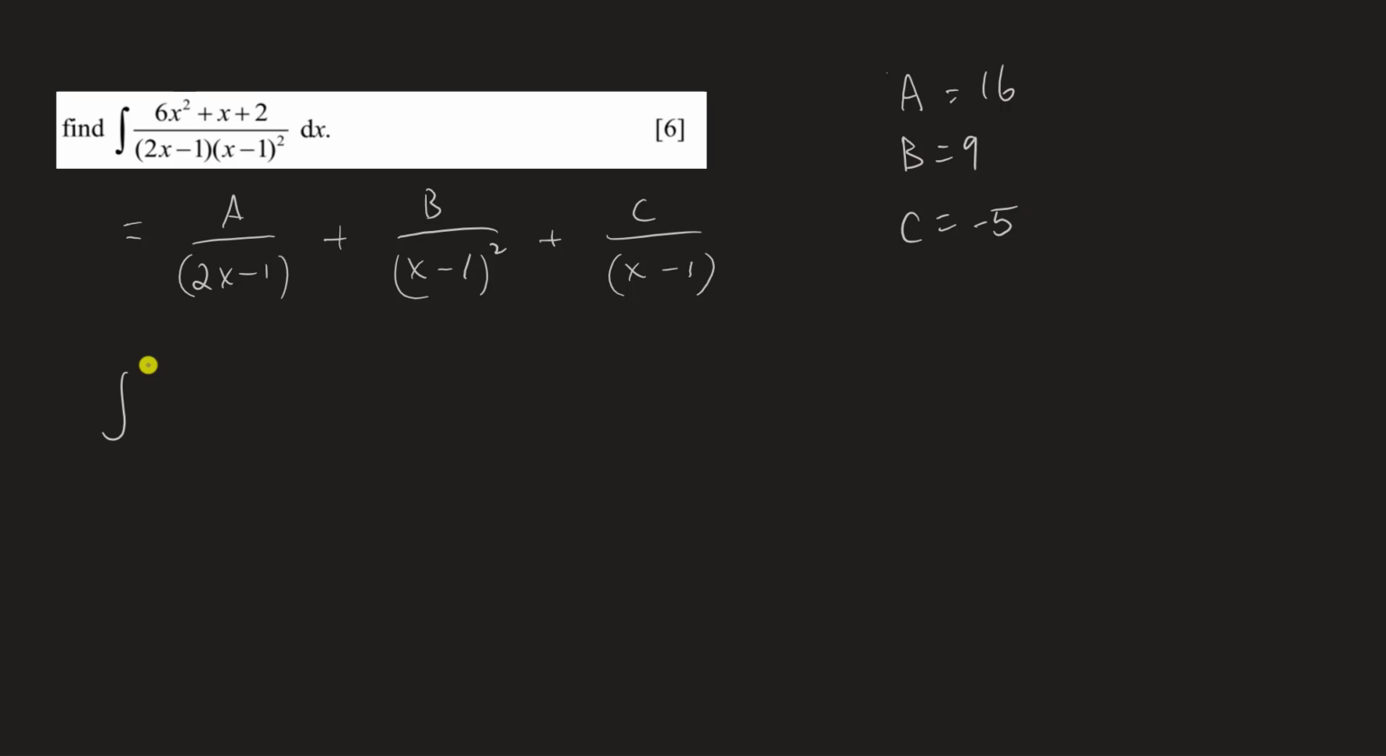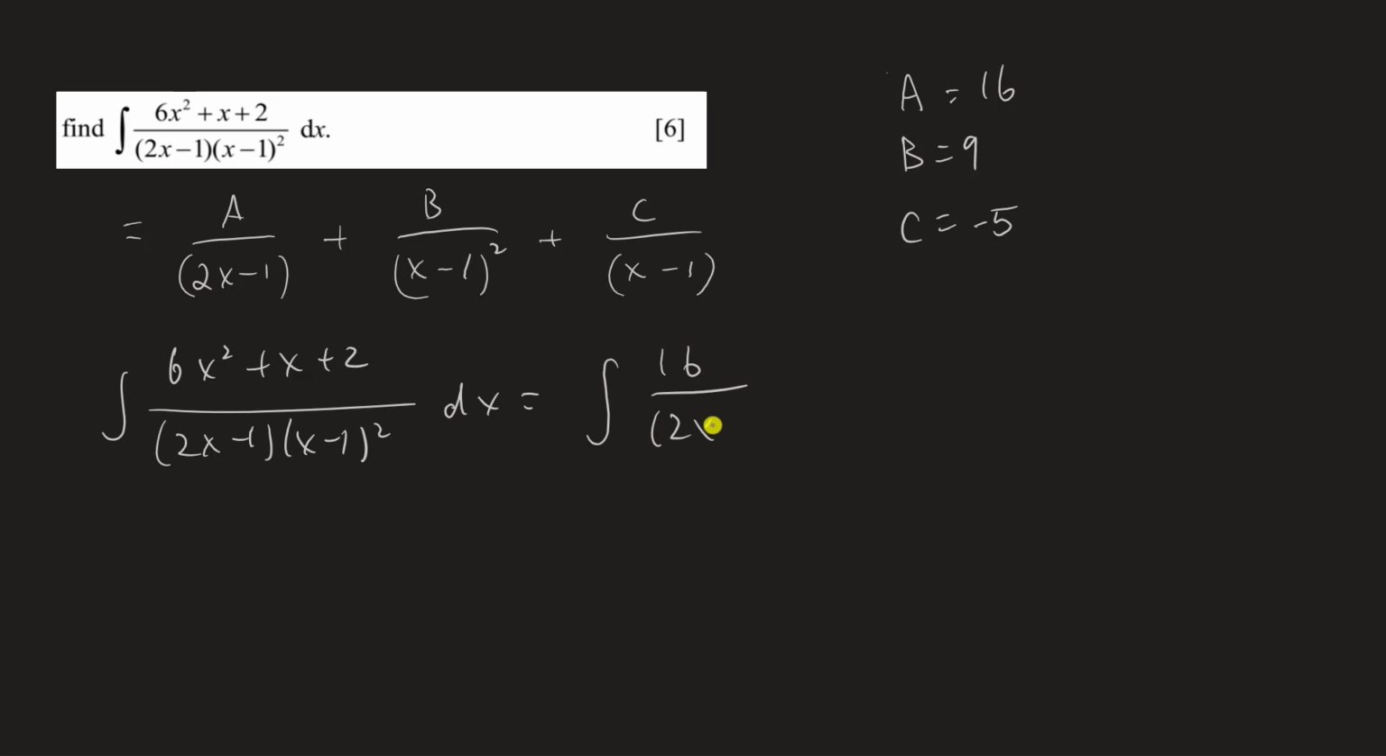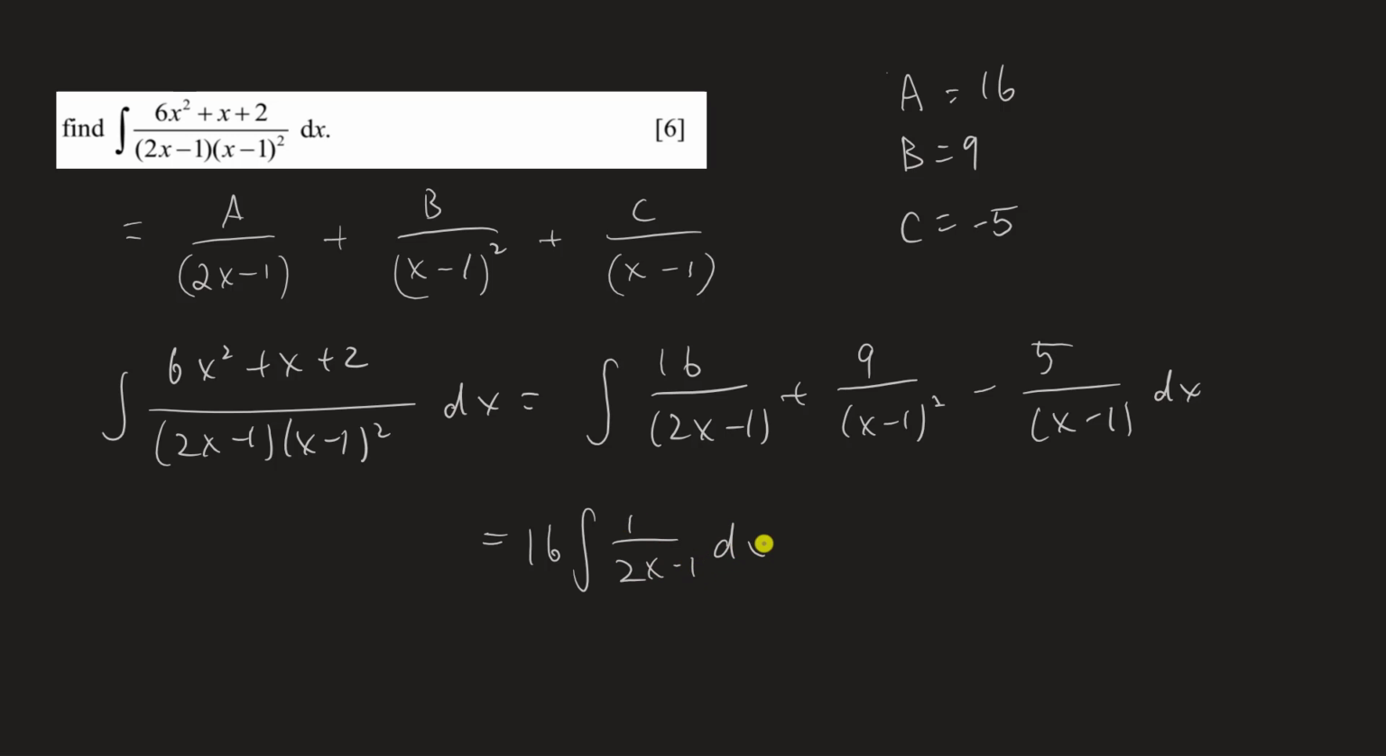So putting these values back in, you will get 6x squared plus x plus 2 over 2x minus 1, x minus 1 squared. Split it up into 3 pieces, 16 over 2x minus 1 plus 9 over x minus 1 squared minus 5 over x minus 1 dx. Split it up into 3 more integrations. It will give me this, 1 over 2x minus 1 plus 9 over x minus 1 squared minus 5, 1 over x minus 1 dx.